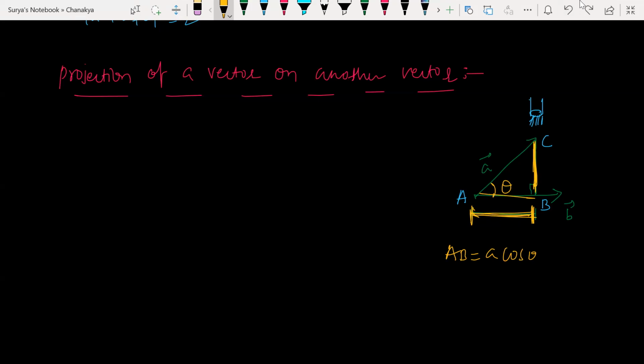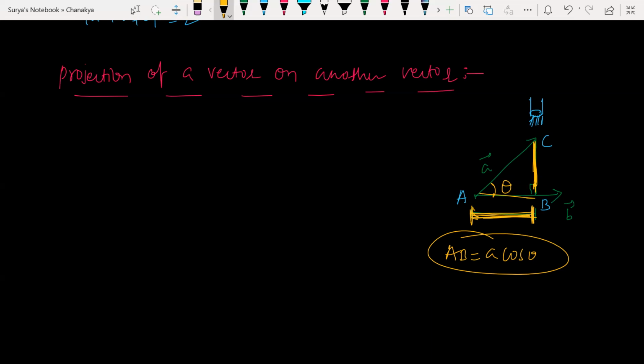Now, what is the angle? Guys, I need AB, right? Then of course I'll be taking A cos theta only. Whatever vertical you have will always be sin theta. Whatever horizontal you have will be A cos theta. All right. So my answer is A cos theta.